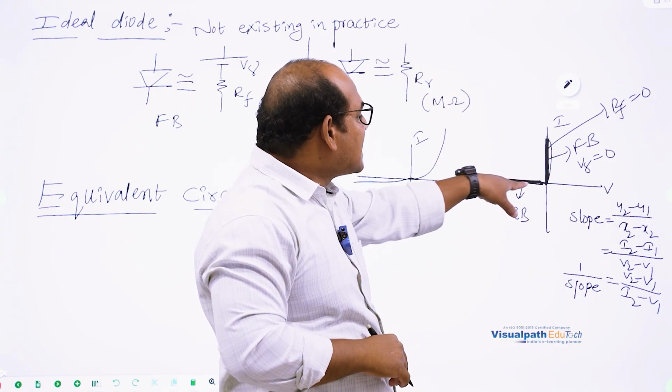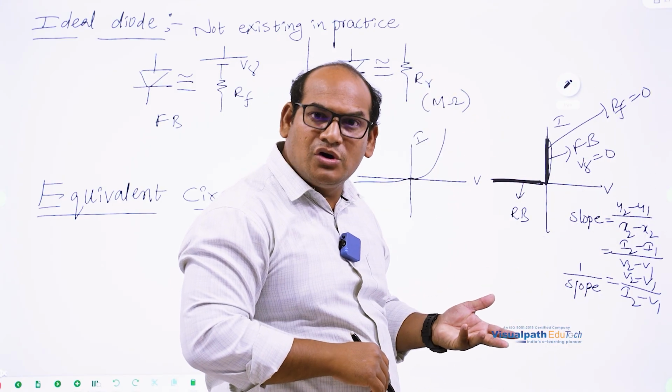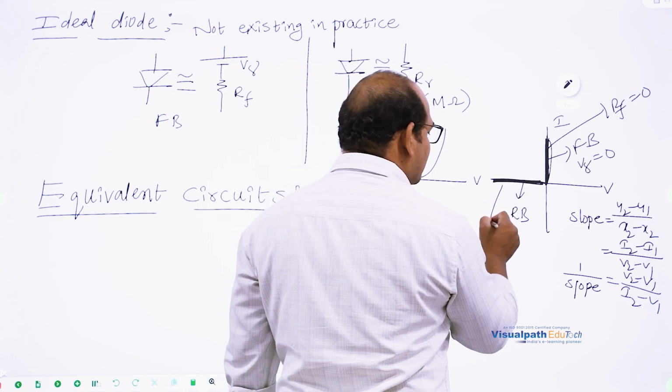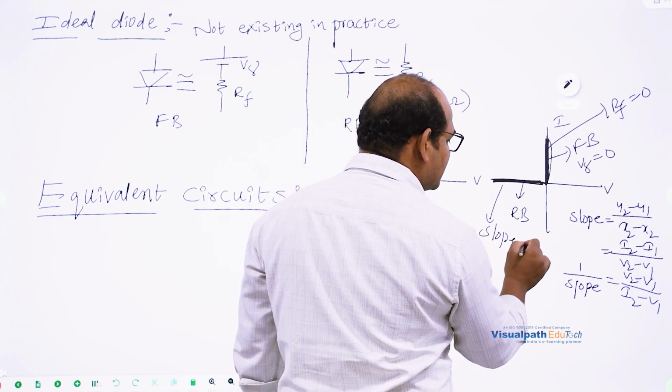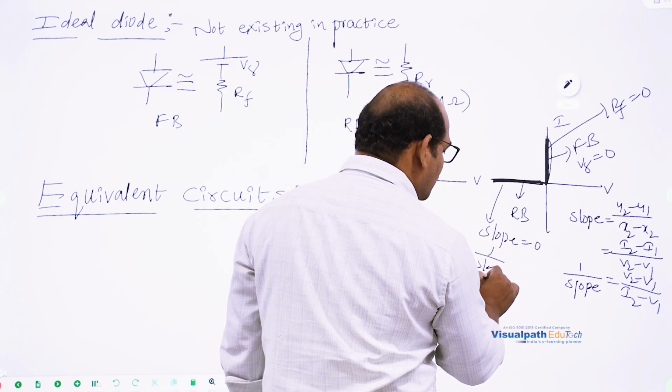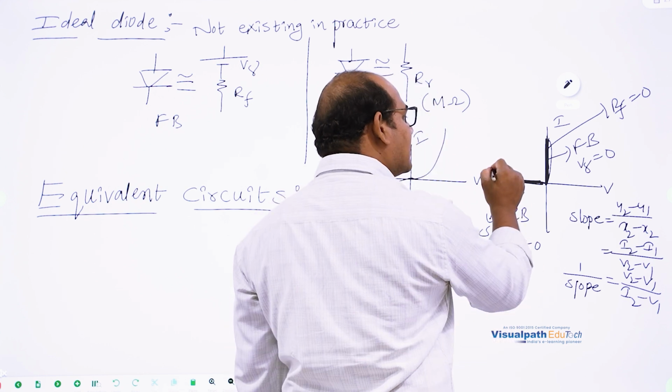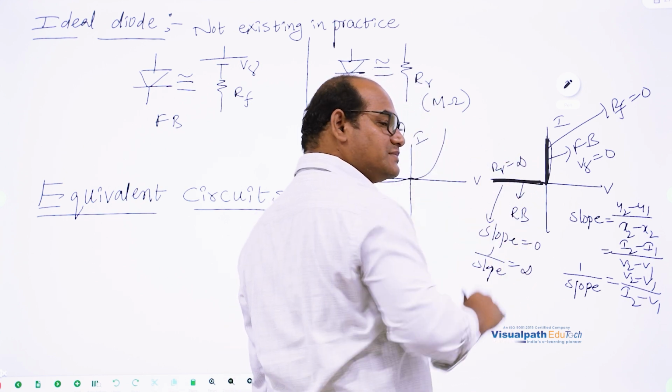And what about this one? It is a horizontal line. So the slope is equal to 0. So 1 by slope, you will get infinity. That means here resistance is equal to infinity.